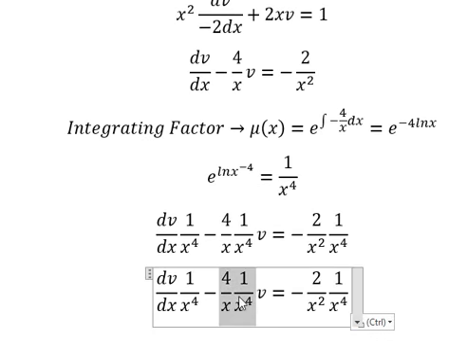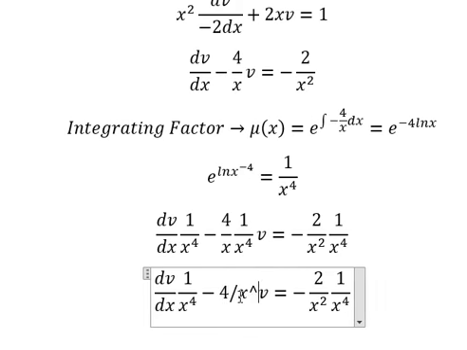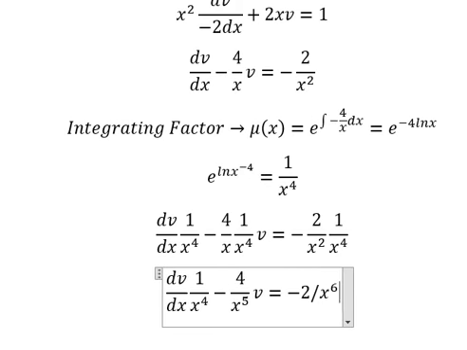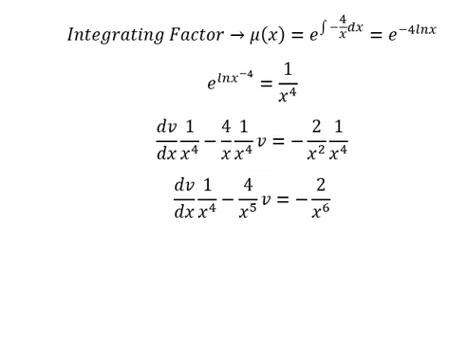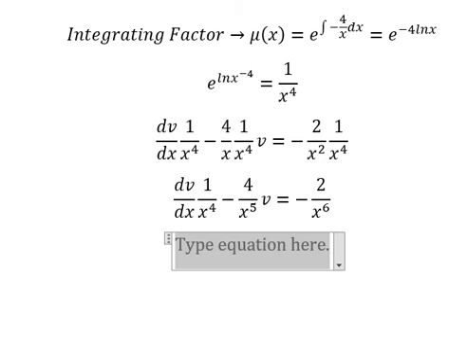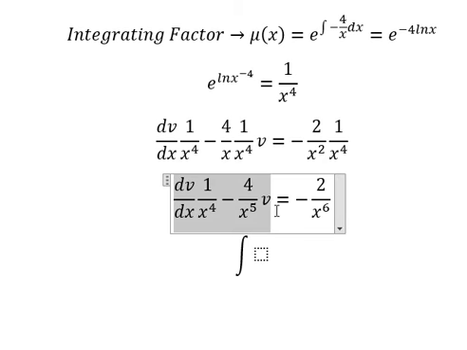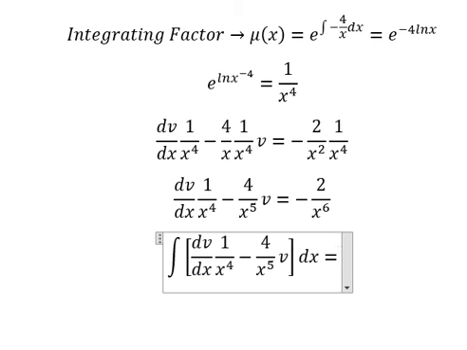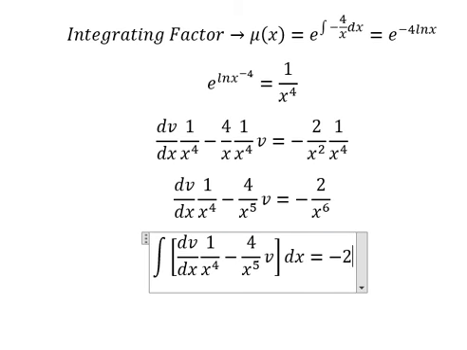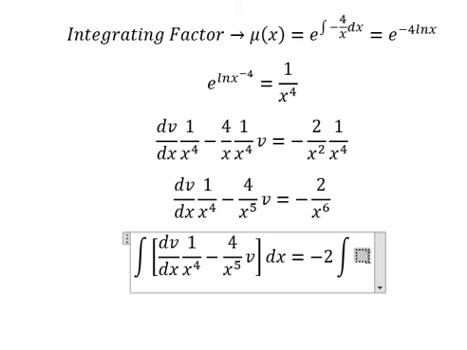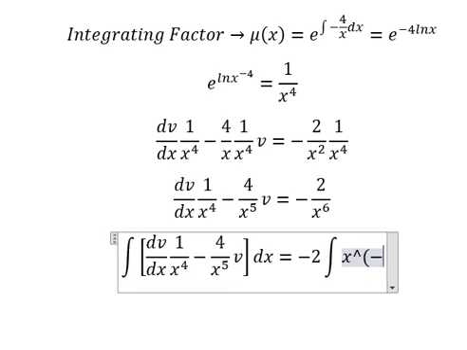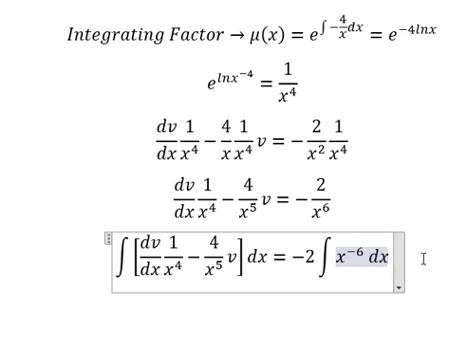This one you got 4 over x to the power of 5. This one 2 over x to the power of 6. Next, we put the integration for both sides. This one I can write as x to the power of negative 6, dx.